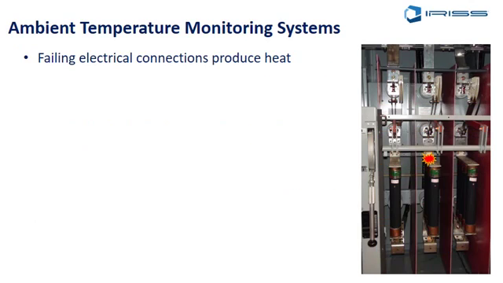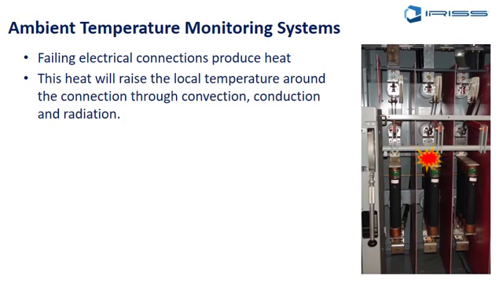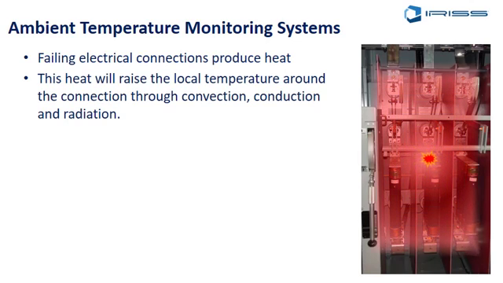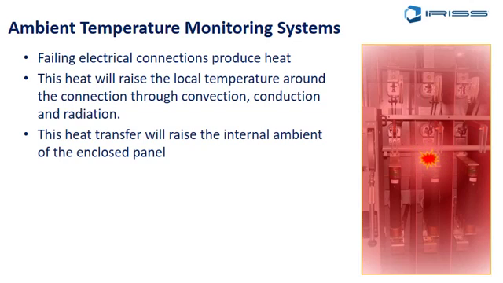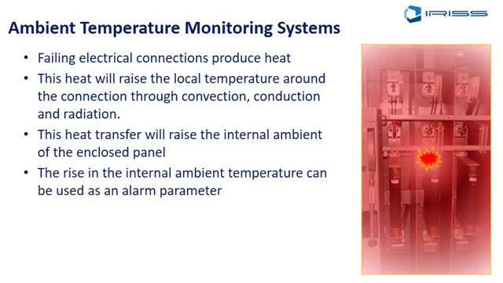The final one I'm going to look at is the ambient temperature monitoring system. Failing connections produce heat. That's what we know, and this heat will raise the local temperature around the connection through standard heat transfer: convection, conduction and radiation. So the internal ambient of the panel will rise. This heat transfer will raise the internal ambient of the enclosed panel, and the rise in internal ambient temperature can be used as an alarm parameter.